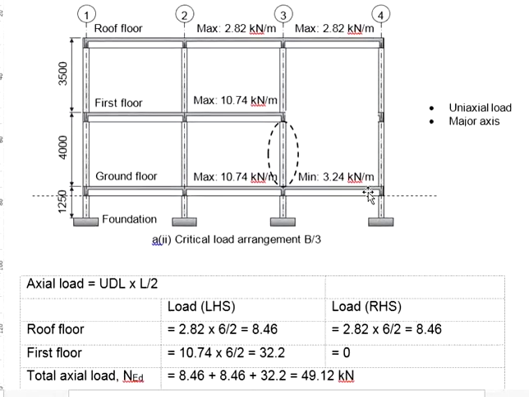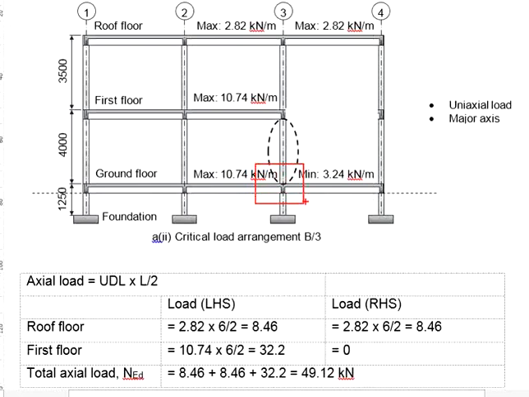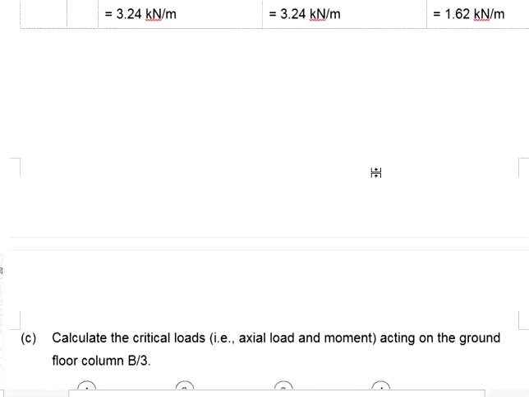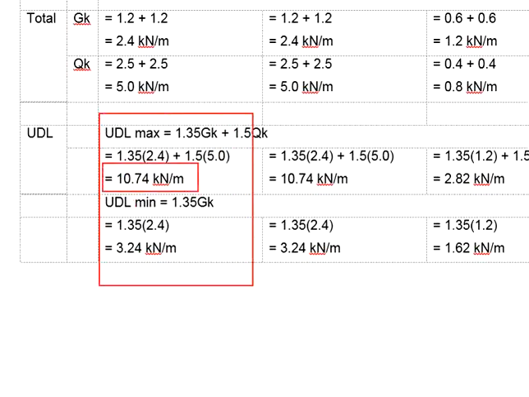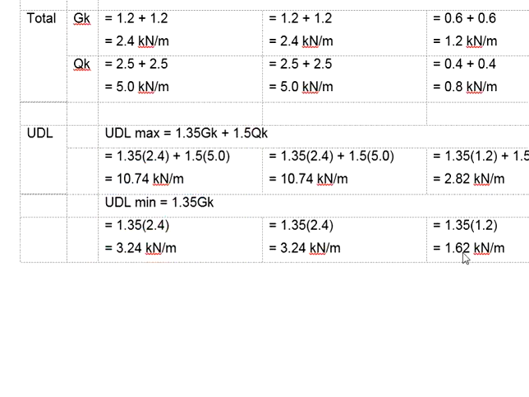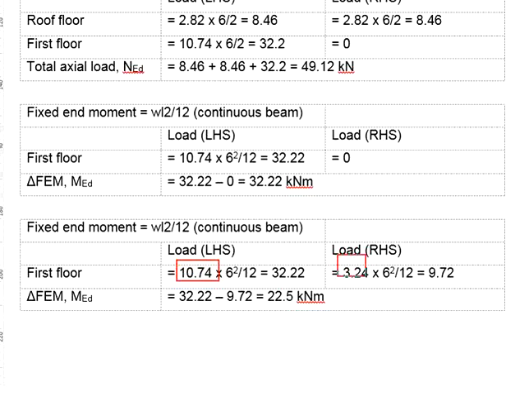We will first determine the moment taken by this joint before we proceed with the distribution factors. To get the largest moment possible for this joint, you will have the maximum UDL here and the minimum UDL here. The magnitude of the load will refer to the previous calculations. For ground floor, maximum load is 10.74. Minimum load will be 3.24. Use those UDLs to generate the fixed end moment.